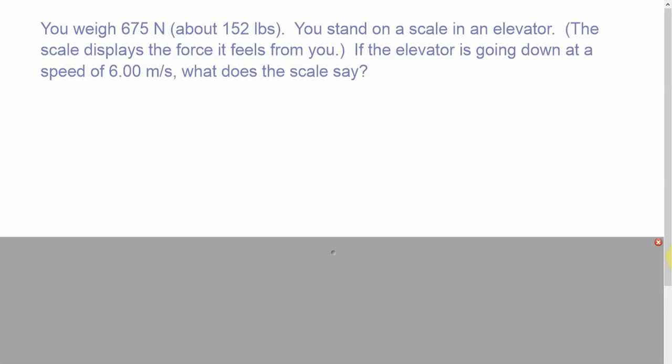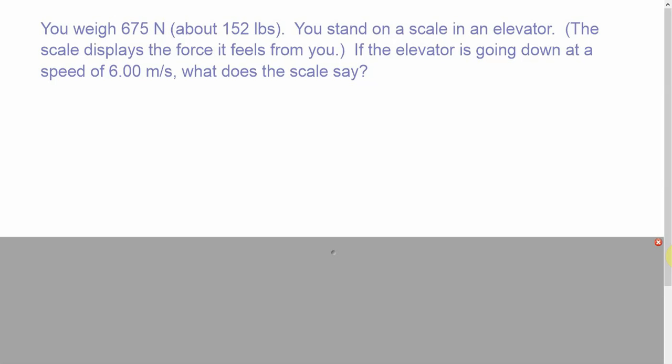Here's another example of using F equals ma that I would like to go over. So you weigh 675 newtons, which is the SI unit for weight, right? Because weight is really a force, and that corresponds to about 152 pounds. And you're in an elevator, and in fact you're standing on a scale in an elevator.